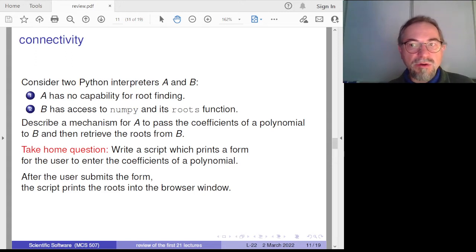Design the script. So with my server script, you can actually run it on localhost. You need to write at least two scripts. One script that prints the form for the user to accept input, and then the other script would compute the roots and print the roots back. So we did a web determinant. You could look into that lecture to see the answer to this. Okay, so this is the review in a nutshell.